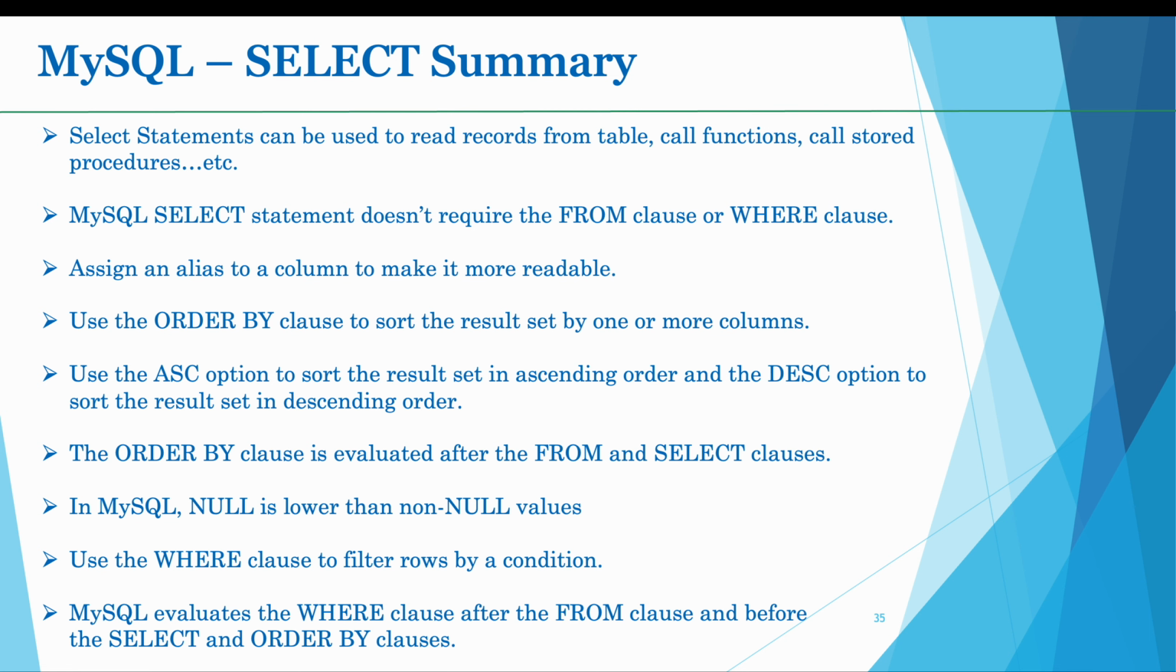When you want to sort the results by one or more columns, you can always use order by. By default, order by provides the ascending order. If you want to fetch the results in descending order, you can use the DESC keyword next to the column that you are sorting. Or if you want ascending order, you can also use the ASC keyword.